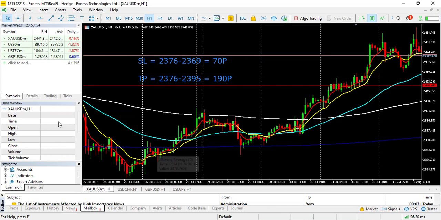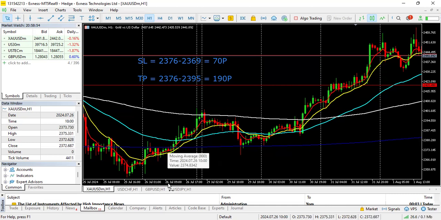Okay, for those who might be wondering, I'm checking the data window. I'm just placing my cursor on the candle, and then I'm checking my data window to see the low and close. So the low here is 23.65. So open at 23.74, low at 23.65. That's the difference of 90 pips. It's still within my risk range, my risk appetite. Okay, so I take this trade.